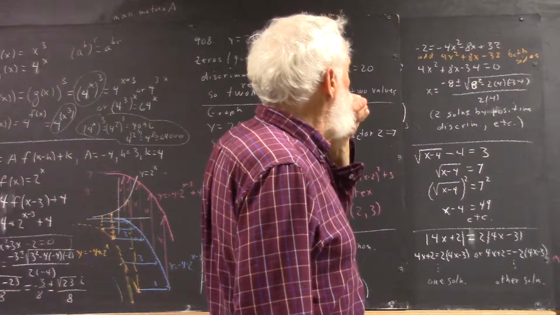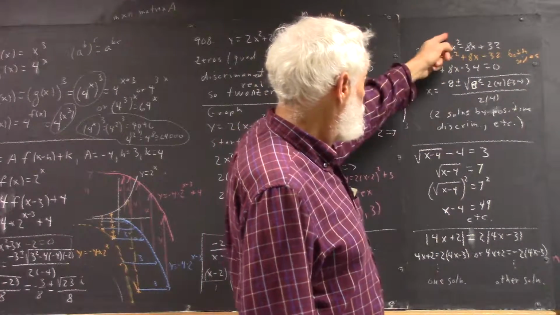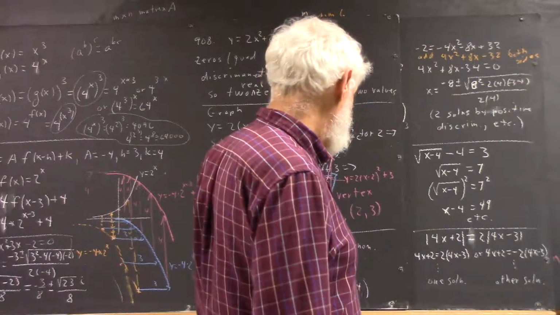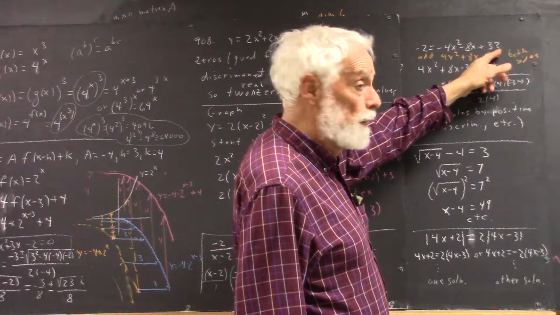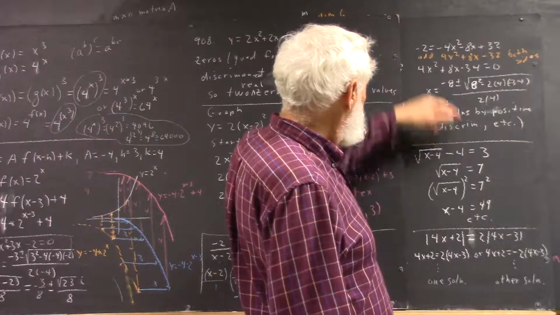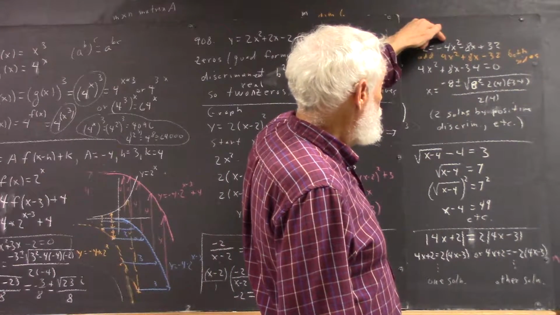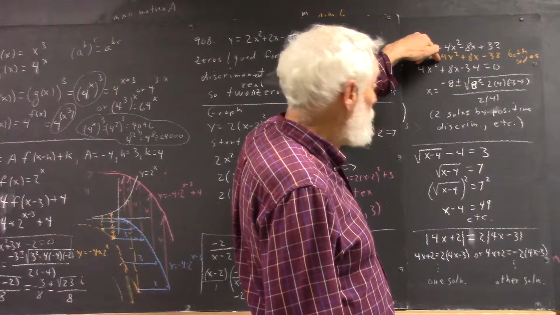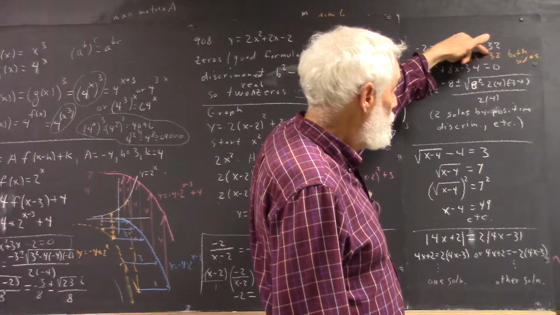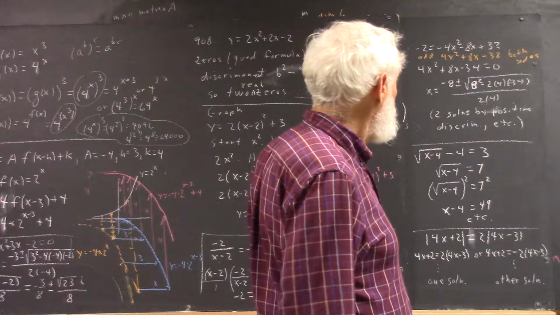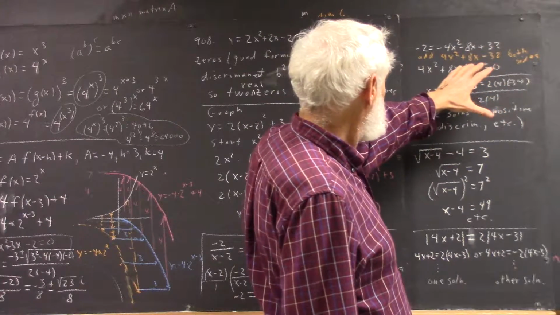Now, there was a question, how do you get from here to here? Well, I want to get it equal to 0, so I want to get rid of all this stuff over here, which is going to leave me 0. So I'm going to get rid of the negative 4x squared, I add 4x squared. To get rid of negative 8x, I add 8x. To get rid of the 32, I subtract 32. When I do that on both sides.